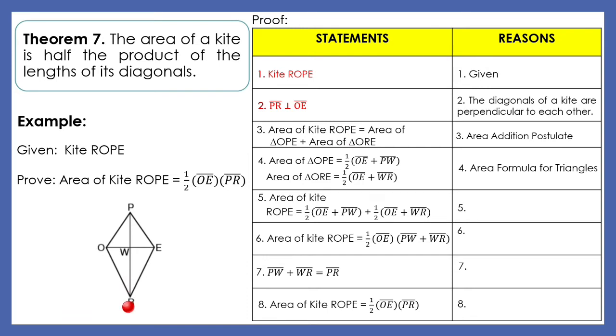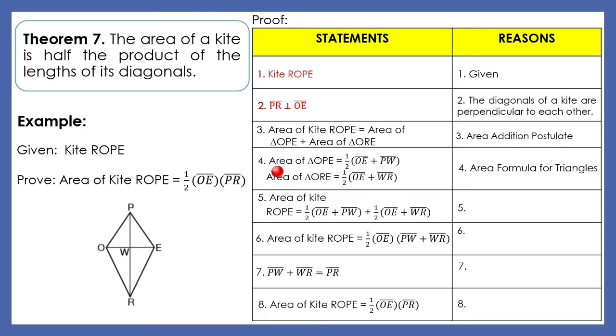So, ang area ng kite ROPE ay equal siya sa area ng triangle OPE plus area ng triangle ORE. So, meron tayong two triangles here. The first triangle is triangle OPE. And then, triangle ORE. So, pag-add in yung area ng dalawang triangles by area addition postulate.